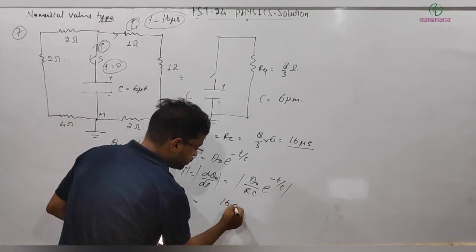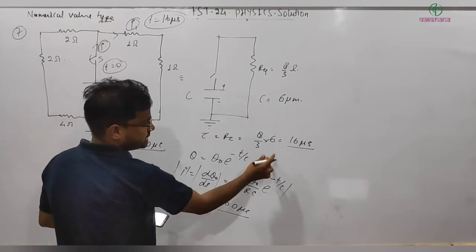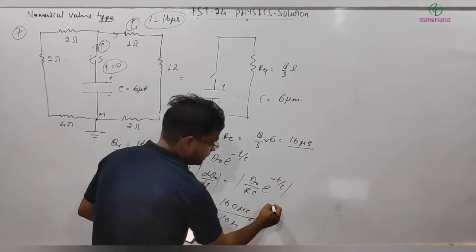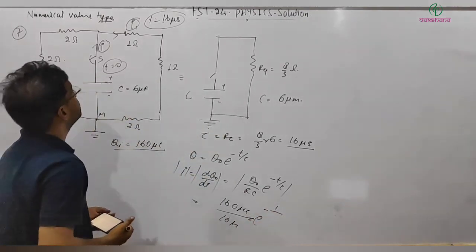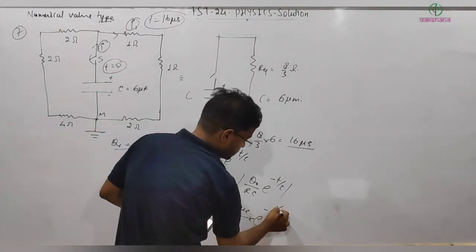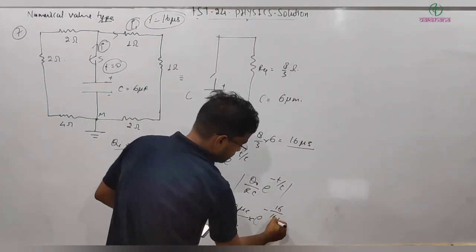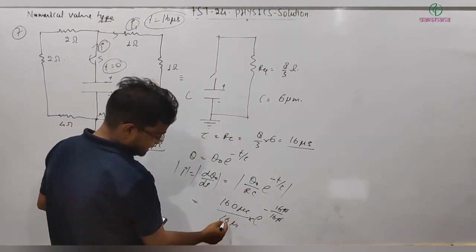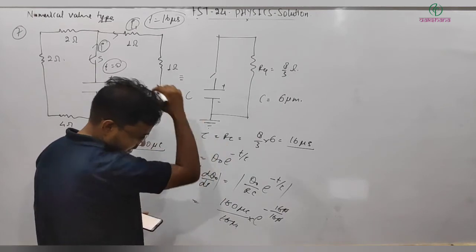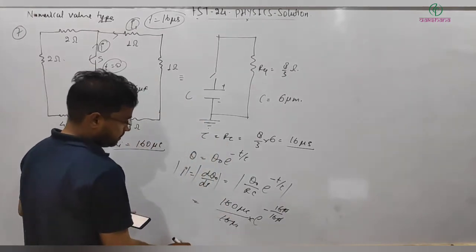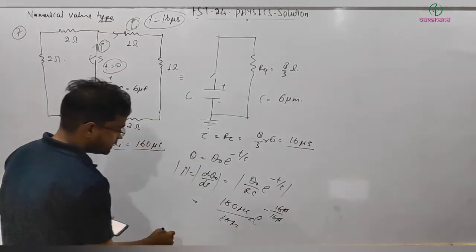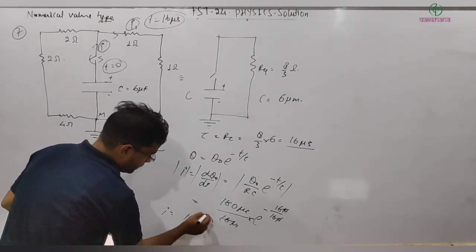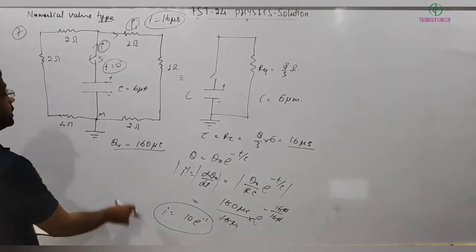Q naught is 160 micro and RC is 16 micro, and e raised to power minus t by tau, where t is equal to 16 microsecond and RC is also given as 16 micro. So this is equal to simply 1, and we are getting it 16. It's basically 10 ampere, and because this is micro it's cancelled, so I is equal to 10 into e raised to power minus 1, right? This is the total current flowing through this battery.